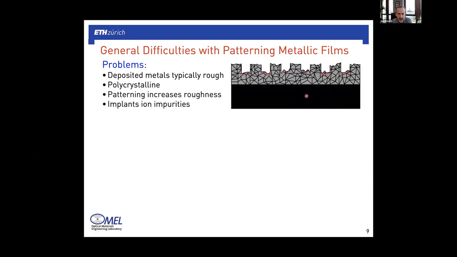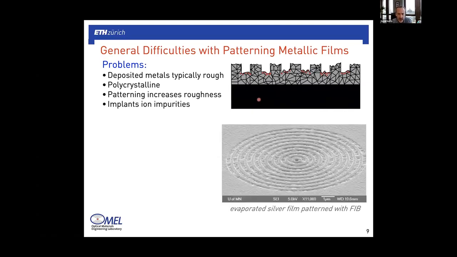And then finally, to make matters worse, the ions that you're using to etch are actually being implanted in the metal right where the plasmons live. So the metal is no longer pure. And so here is an early, old example, where we tried to make a bullseye in a silver film. You can see that the silver film was rough to begin with, and then you get these hideous looking trenches when you try to do focused ion beam because of the reasons I just mentioned.